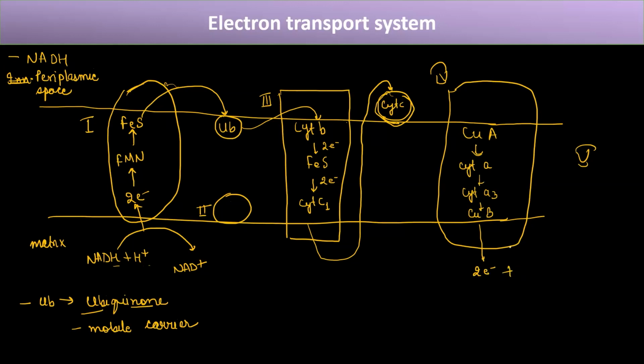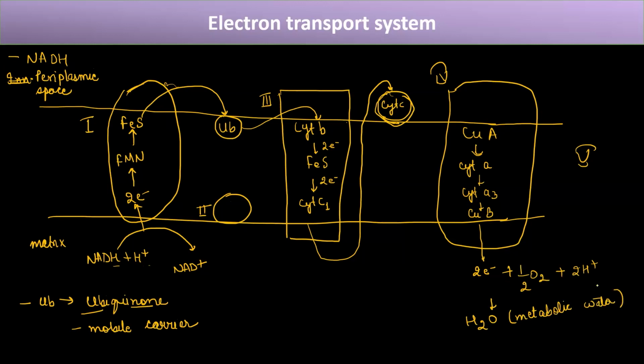So now we see the role of oxygen, right? Why is oxygen important? Because here, this electron ultimately gets accepted by oxygen to form what? To form water. Okay. And this water is called metabolic water. This is known as metabolic water.